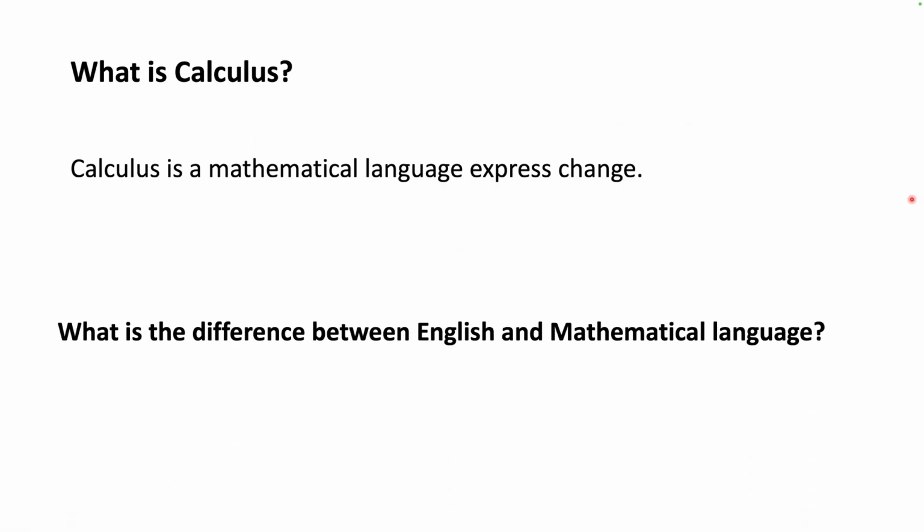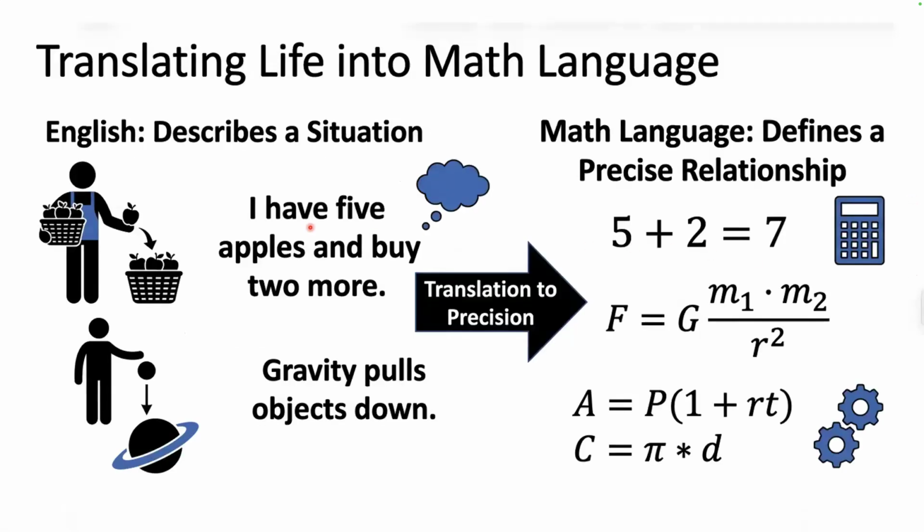Before starting calculus, I will quickly explain the difference between English and mathematical language. English describes situations in our lives. I have 5 apples, add 2 more. Gravity is the pull of an object down. However, we can translate this language into mathematical language. But math language defines precise relationships like this.